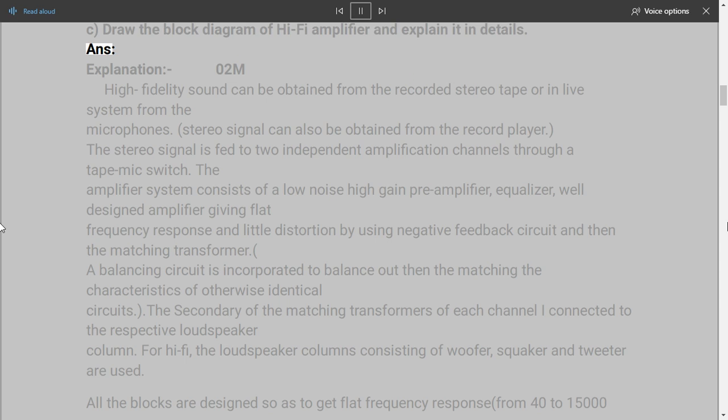Answer: explanation, 2 marks. High fidelity sound can be obtained from the recorded stereo tape, or in a live system from the microphones. Stereo signal can also be obtained from the record player. The stereo signal is fed to 2 independent amplification channels through a tape mic switch. The amplifier system consists of a low-noise high-gain preamplifier, equalizer, and a well-designed amplifier giving flat frequency response and little distortion by using a negative feedback circuit. Then a matching transformer, a balancing circuit, is incorporated to balance out the characteristics of otherwise identical circuits.